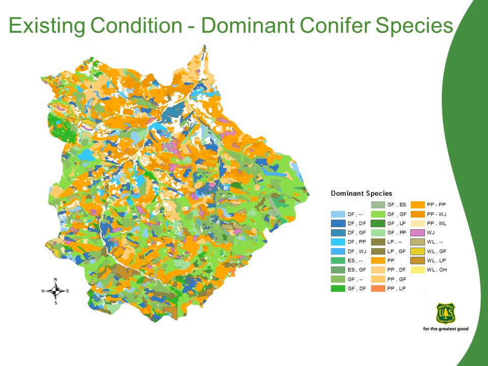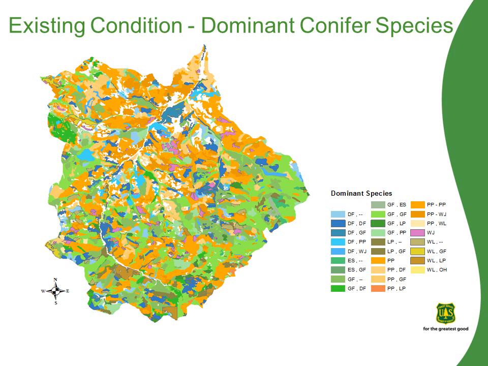What you're looking at now displays the dominant species of each stand across the project area. The blues are stands dominated by Douglas fir, the greens are dominated by grand fir, browns are lodgepole, oranges are ponderosa pine dominated, and then the golds and the grays are western larch, with the purple being juniper.